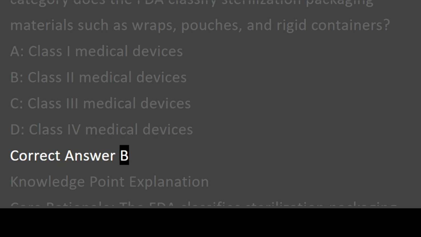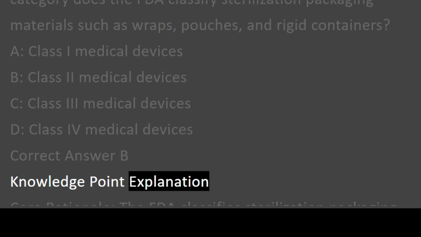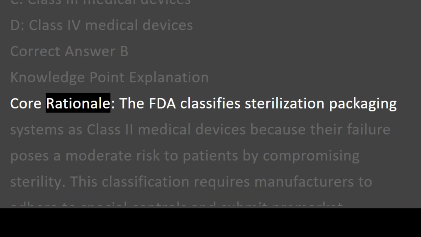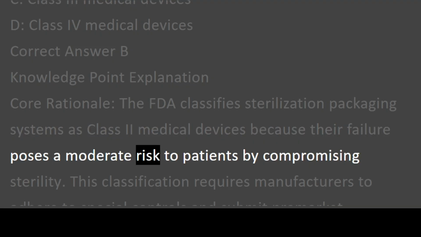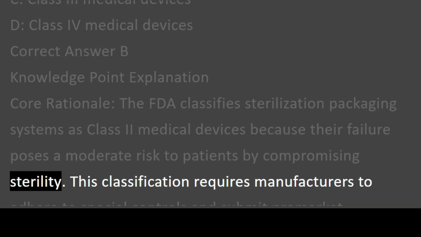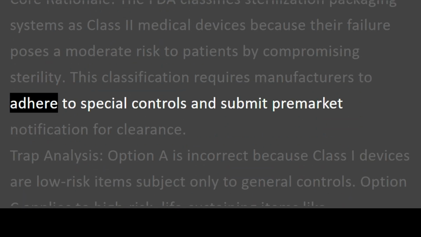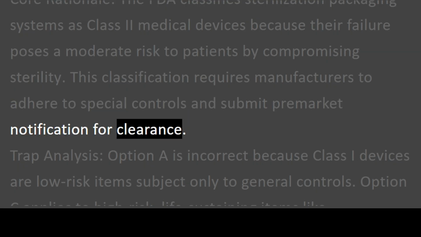Correct answer B. Knowledge point explanation. Core rationale. The FDA classifies sterilization packaging systems as Class 2 medical devices because their failure poses a moderate risk to patients by compromising sterility. This classification requires manufacturers to adhere to special controls and submit pre-market notification for clearance.